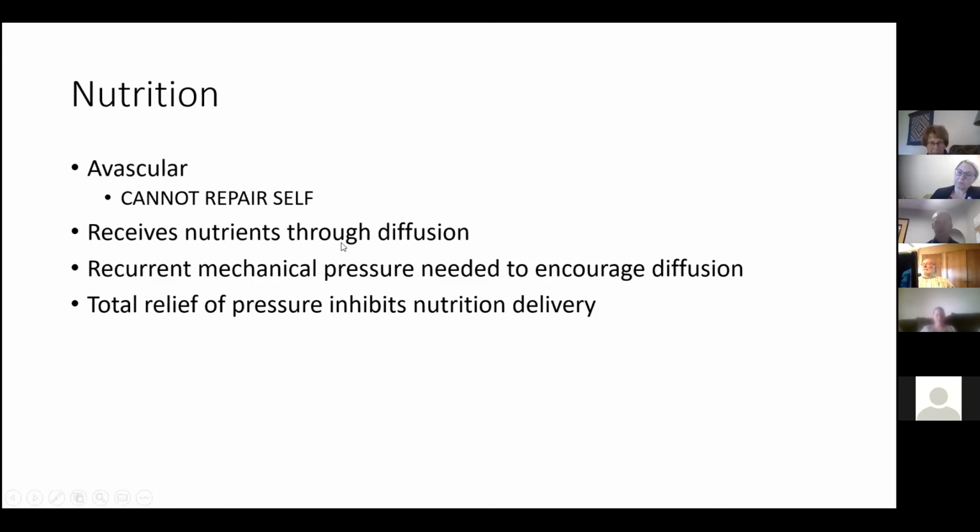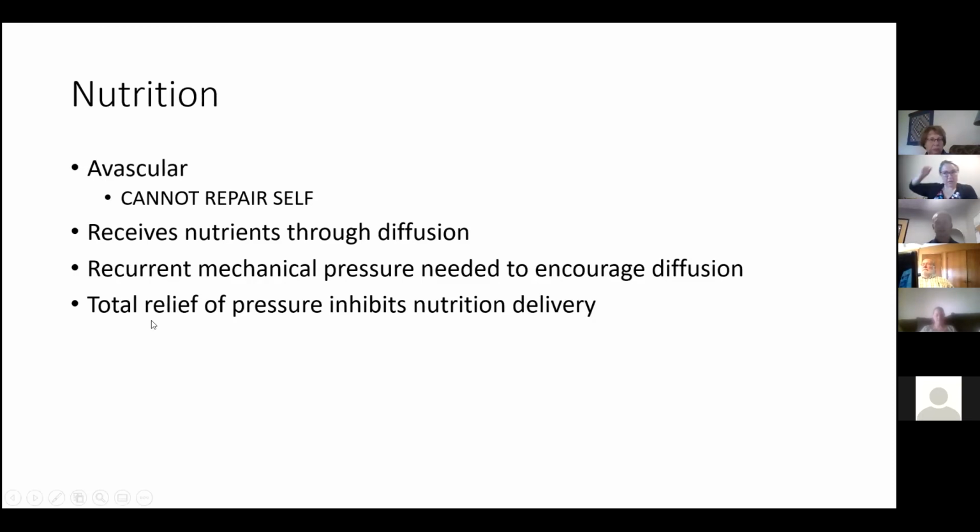So basically what that's meaning is you need some sort of load just to get nutrients to that tissue, just to get blood to that tissue. So that's a big thing. If you're sitting or lying all the time because you're in pain, you're never going to get nutrients to that tissue to make it feel better, to make it move better.